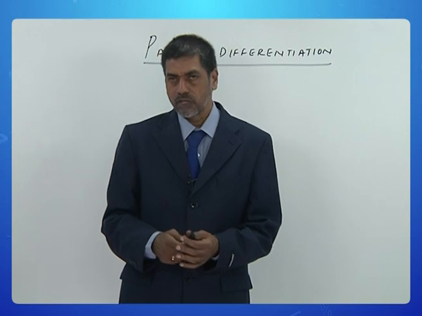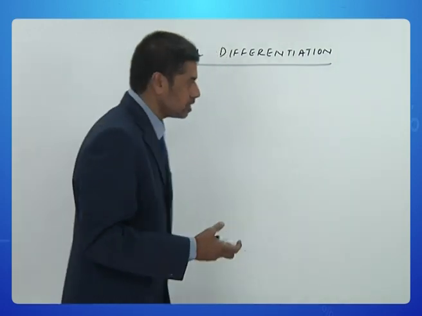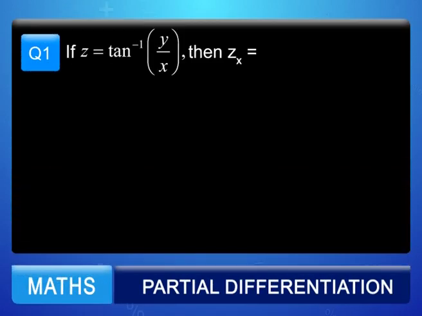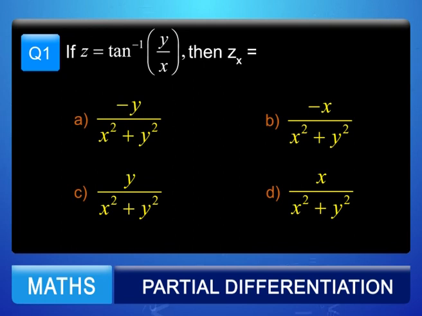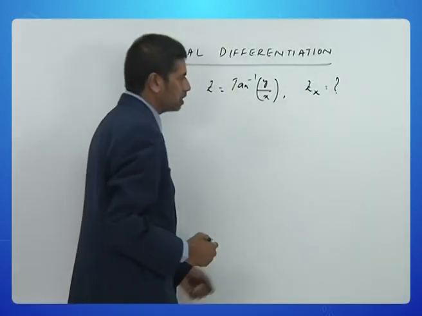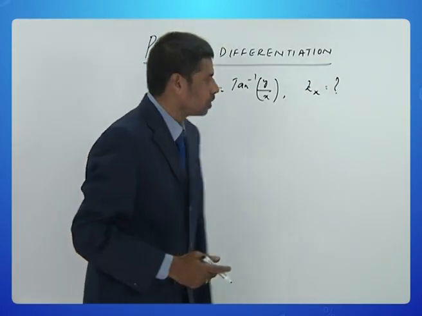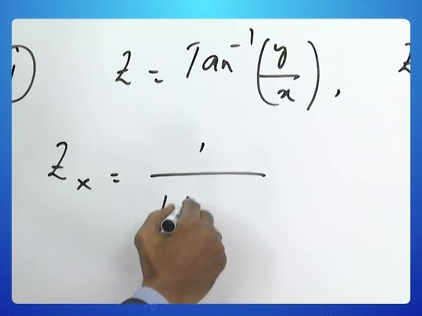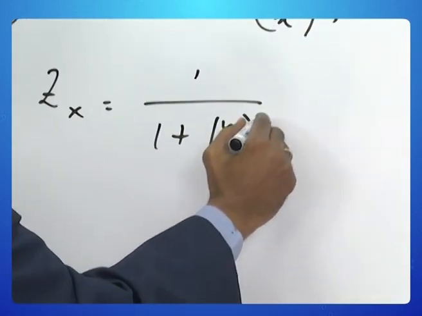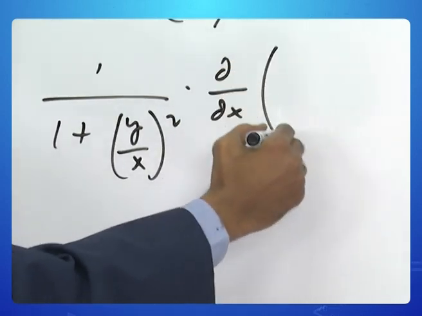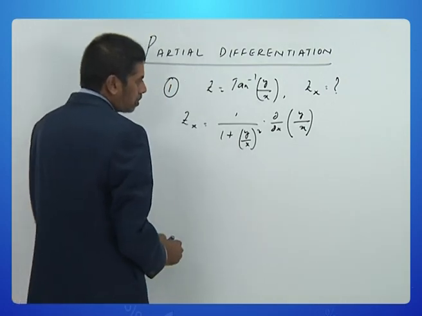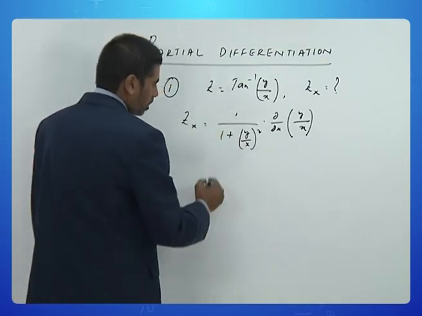Now, my first problem that I am going to show is given z is equal to tan inverse y by x. What is zx? That is, what is dou z by dou x? So zx is equal to 1 upon 1 plus y by x whole squared into dou by dou x of y by x. So this is the differentiation of the tan inverse function.